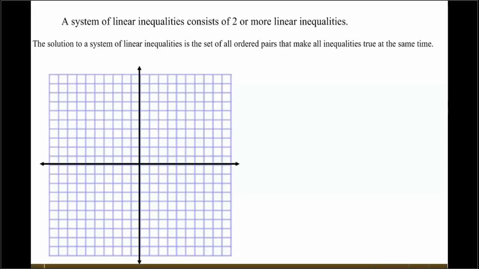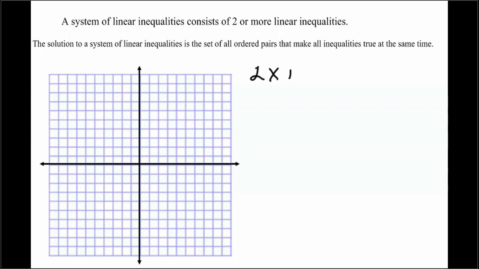A system of linear inequalities consists of two or more linear inequalities. The solution to this system of linear inequalities is the set of all ordered pairs that make all of the inequalities true at the same time. The two inequalities that are going to be in our system, the first one will be 2x plus y is less than or equal to 4.